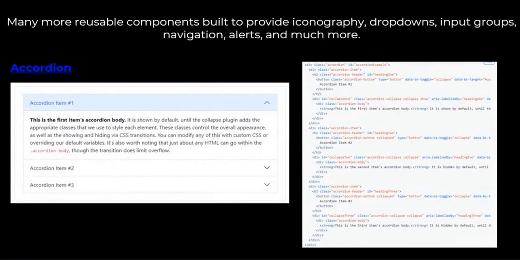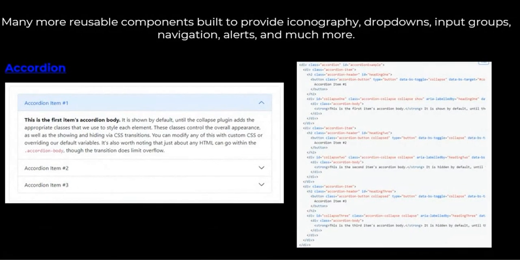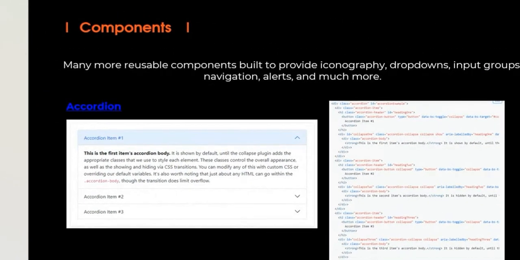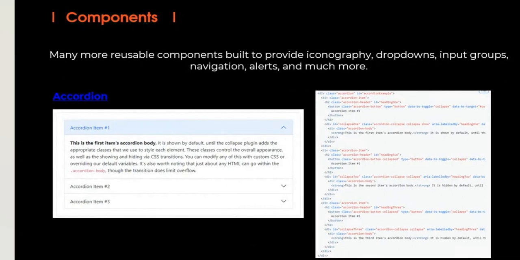Components. The other good thing in Bootstrap is components. There are many reusable components that are already built in and already there in the Bootstrap library. We can simply use the components in our applications wherever we need them. One of the components is the accordion. Here we can see the accordion component, and here is the code for it. This is already built in for the accordion component.